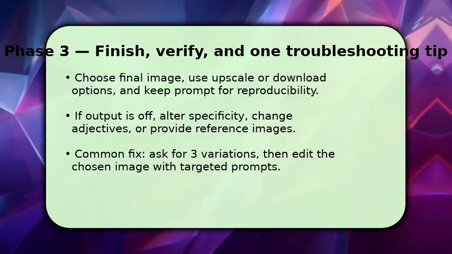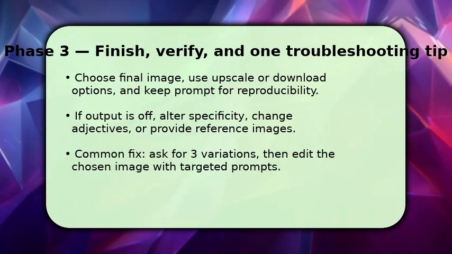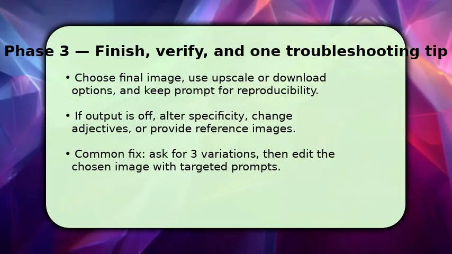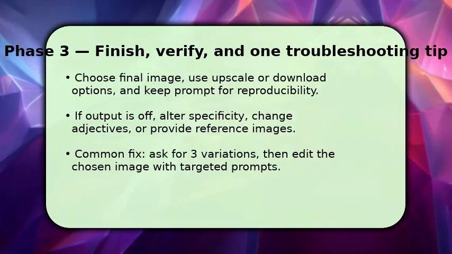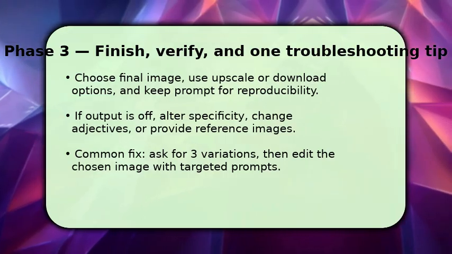If the image misses key elements, iterate. Increase specificity, swap adjectives, or upload a clear reference image. This often corrects composition and style issues. If you see artifacts or odd anatomy, request 3 variations and then perform a targeted edit on the chosen version.